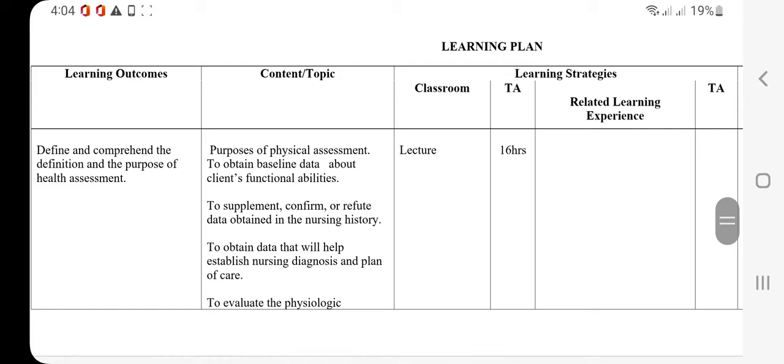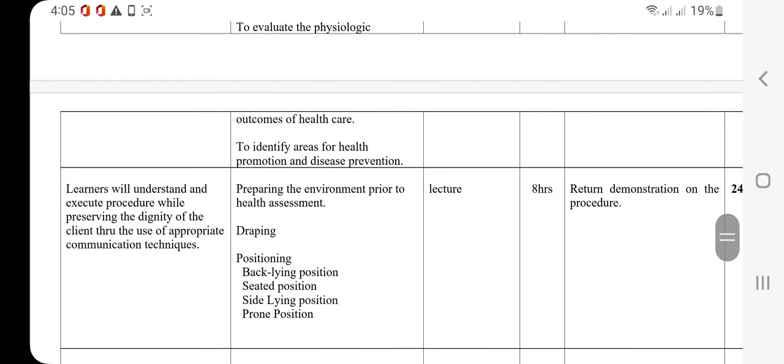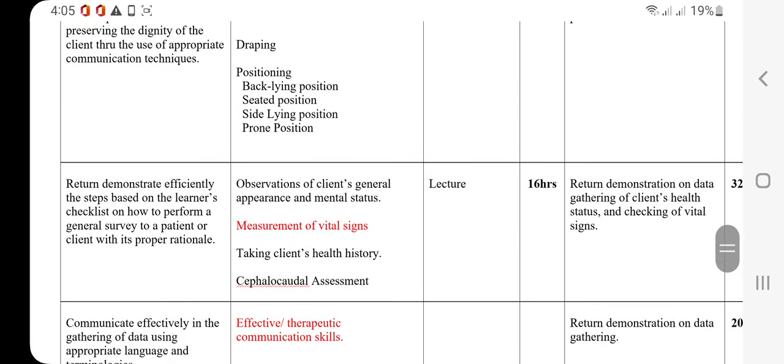So ito po yung mga contents or topics na pwede nating i-discuss for this course. So the purposes of physical assessment, the preparation of the environment of the patient prior to health assessment, our draping and positioning, yan po yan siya, okay? The observation of the client's general appearance and mental status, dito din po dinidiscuss natin yung taking client's history, health history, or cephalocaudal assessment.